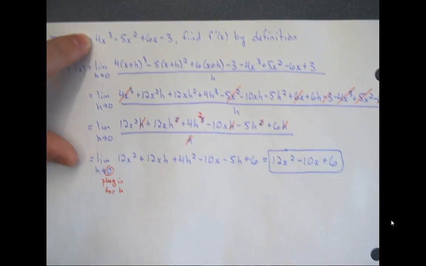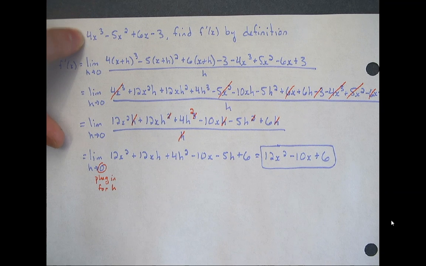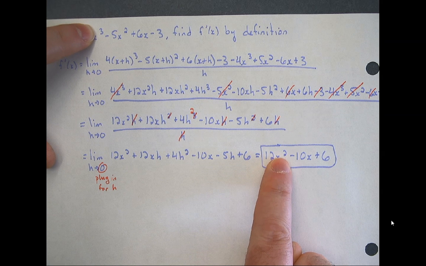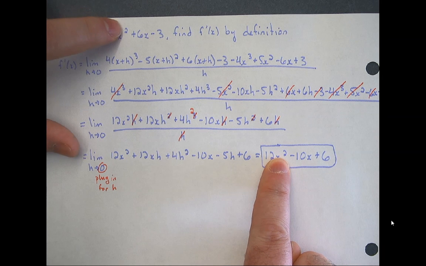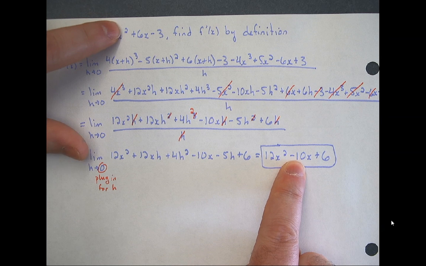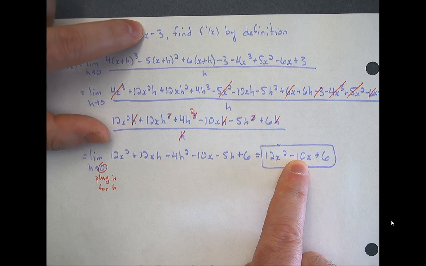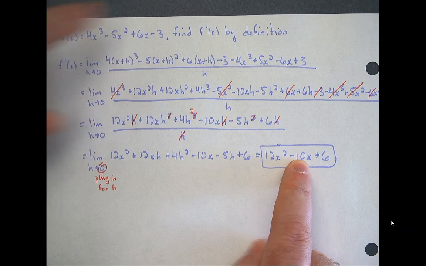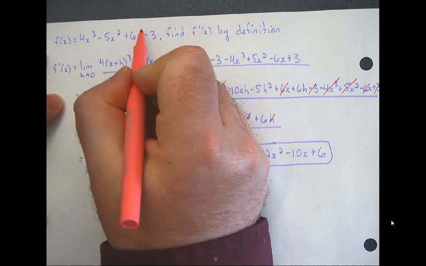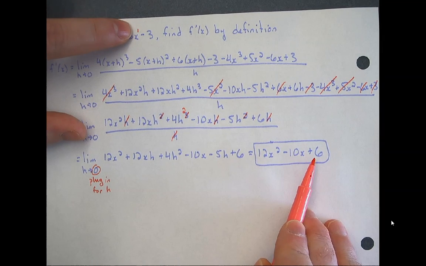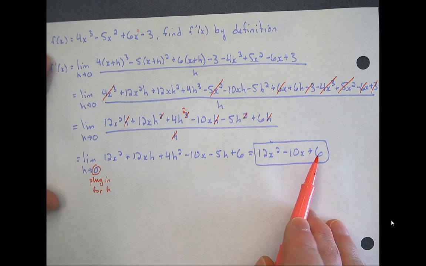So let me flip this back over here. 4x cubed. Take the exponent, multiply it by the coefficient. What's 3 times 4? 12. And then subtract 1 from the exponent. That's 2. Take your exponent, multiply it by the coefficient. 2 times negative 5 is negative 10. Subtract 1 from the exponent. That's x to the 1. Now it even works here. This is x to the 1. 1 times 6 is 6. Subtract 1 from the exponent, you would have x to the 0.